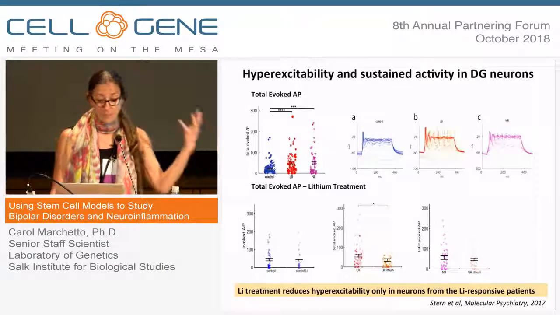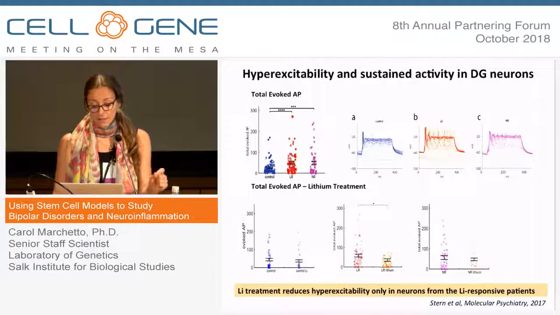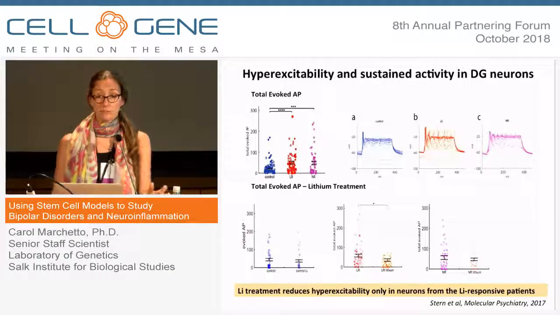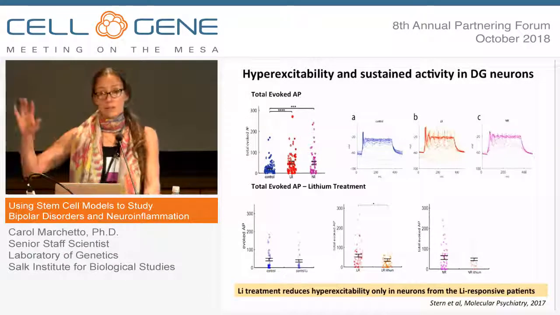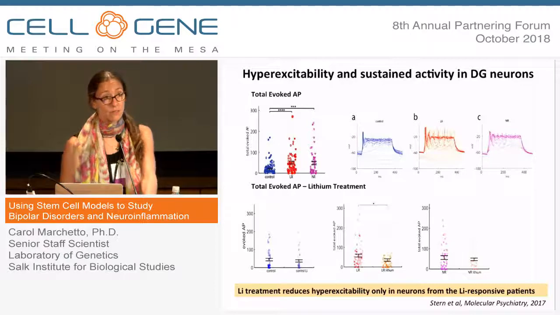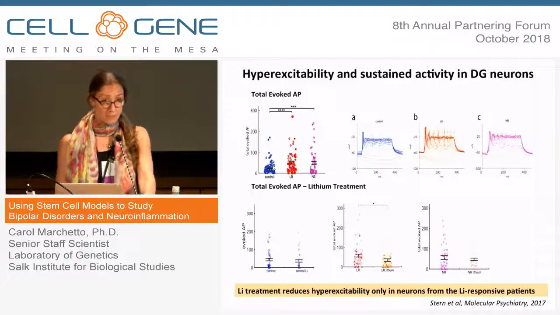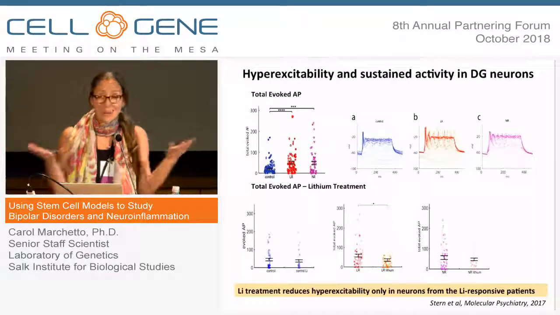So lithium treatment reduces hyperexcitability only in neurons from the lithium-responsive patients. We thought that this was a good way to test that what's happening in vivo can actually be reproduced in tissue culture. For disease modeling purposes, that's always reassuring when we see commonalities.